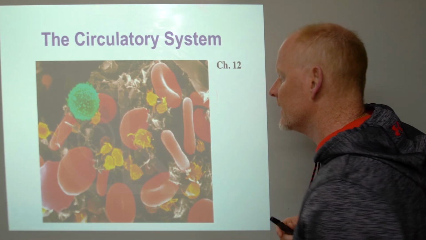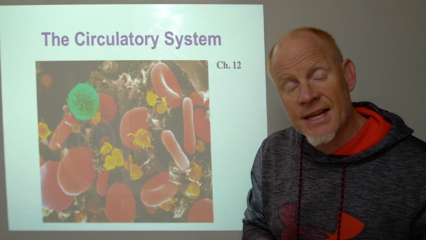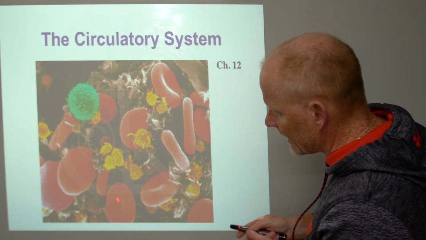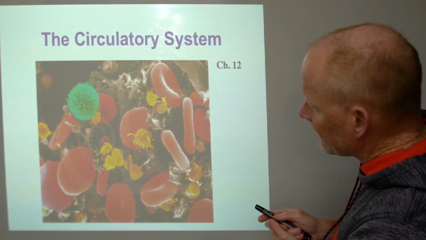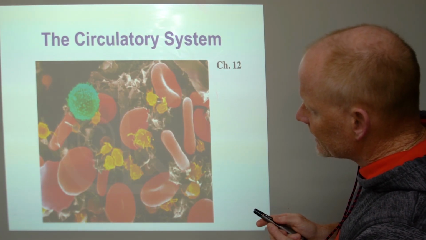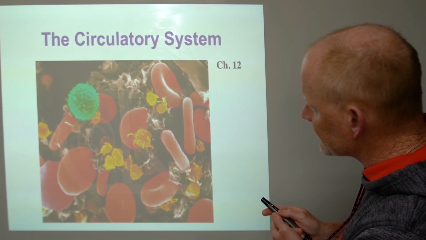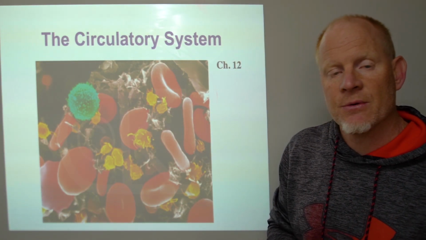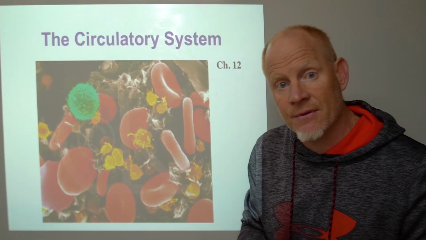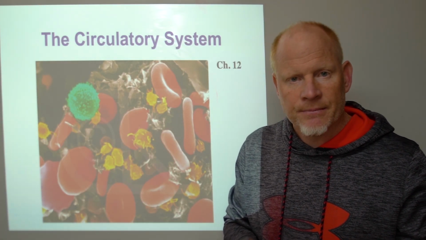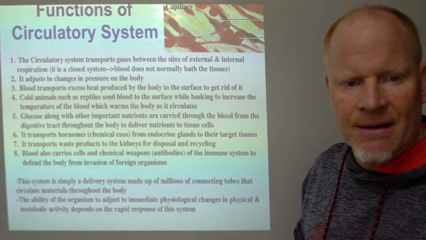Here is a scanning electron microscope image of blood that shows red blood cells in red, right? And then we have white blood cells in green, and then these smaller pieces or sacs of enzymes that are called platelets. So we're going to talk about these different formed elements of the blood as we go through talking about the circulatory system.